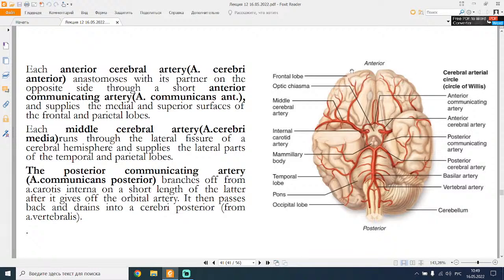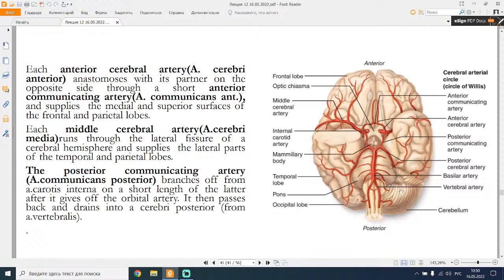lobes. Each middle cerebral artery, arteria cerebri media, runs through the lateral fissure of the cerebral hemisphere and supplies the lateral part of the temporal and parietal lobes.